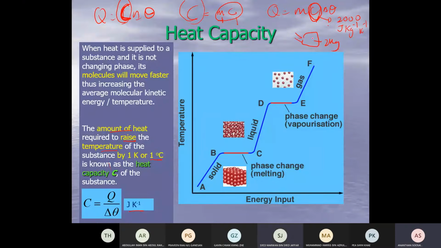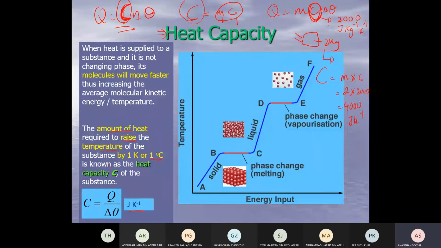These 2 kilogram of kettle will have a heat capacity of how much? What is heat capacity? The capital C is the same as mass times specific heat capacity. So the mass is 2 kilogram, specific heat capacity is 2000. So the heat capacity is 4000 joule per Kelvin.